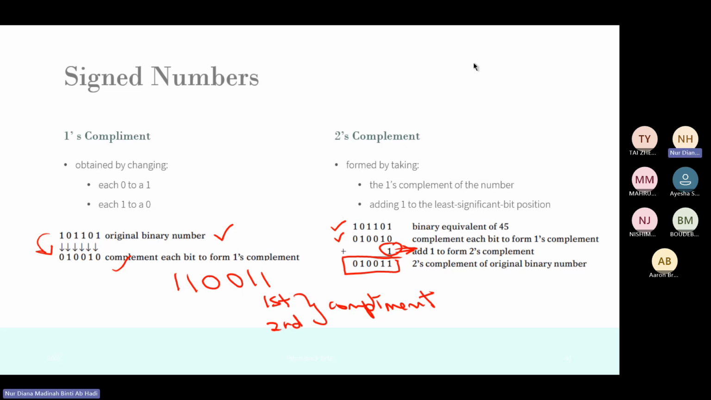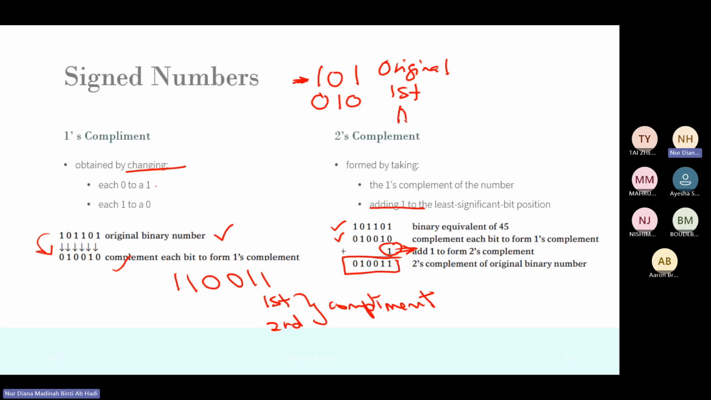Okay, so let's see here. I give you an example. So for example, I have my binary number 101. So this is my original. The first complement, they said, is that you change from 0 to 1 and 1 to 0. So it means that this original 101, you change it into 010. So this would be your first complement. And then for the second complement, they said you need to add 1 to the least significant bit.